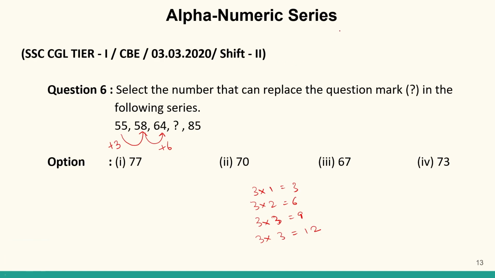So let us check if it follows. If I add 9 and 64, what will I get? I'll get 73. And if I add 12 and 73, what will I get? 85. So this logic is following. This logic is correct. And if this number is 73, it follows logic with both 64 and 85, because we are adding 9 here and we are adding 12 here. So it follows the logic with both the next number and the previous number. Hence 73 will be our answer. So option number 4, 73.